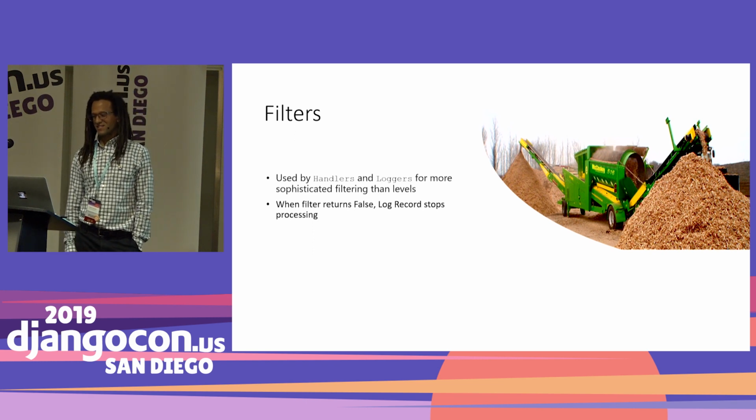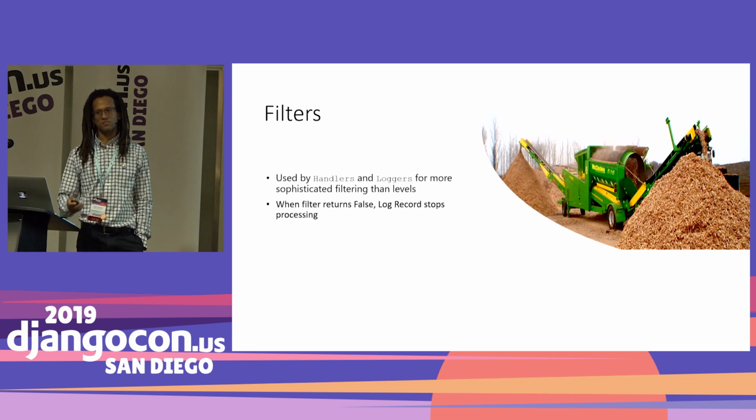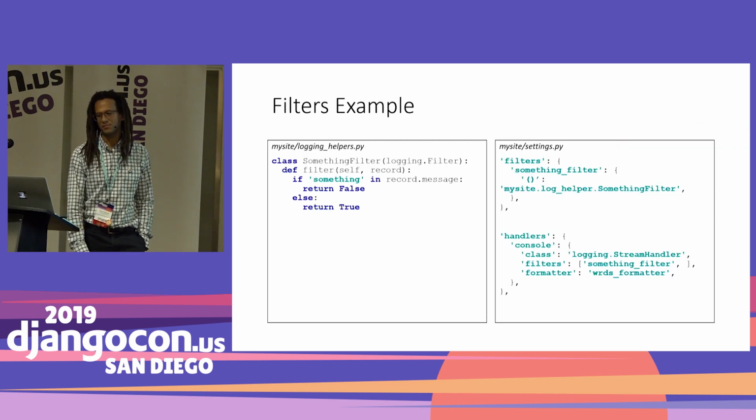Filters filter out messages. An example is a filter that filters out messages that have a particular word in the message, so that log records with those messages are not output. This is an example of that.